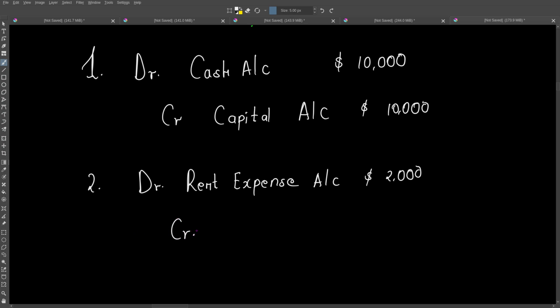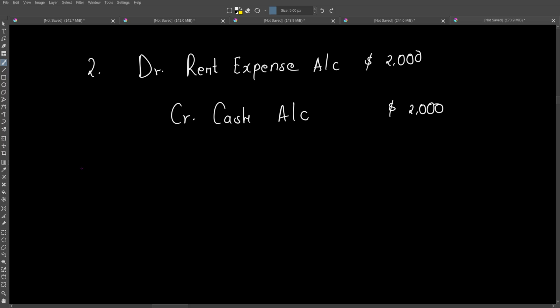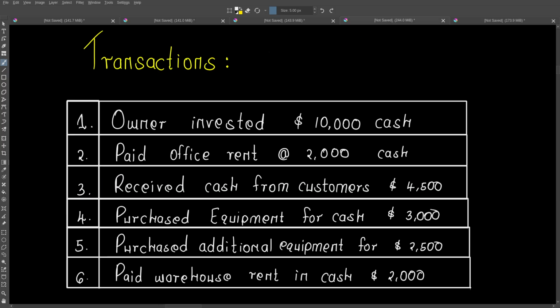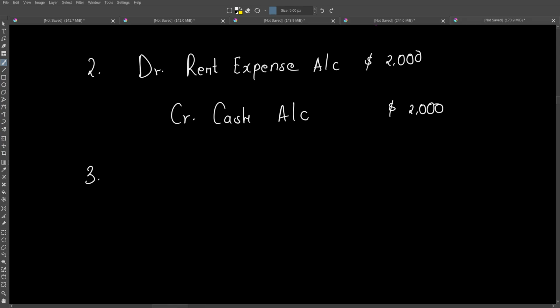Then we're going to credit cash, because now we are paying. So cash account is reducing. Okay, cash account is reducing in this case. Okay, so we have the third transaction, where we are told that the business received cash from customers. The business received cash, let's say for example, the business has supplied goods and services to clients, and now they have paid. What will happen? Definitely the business is going to receive cash.